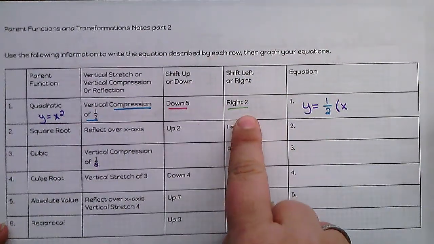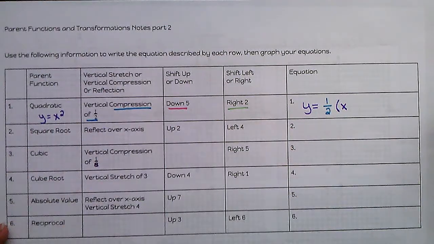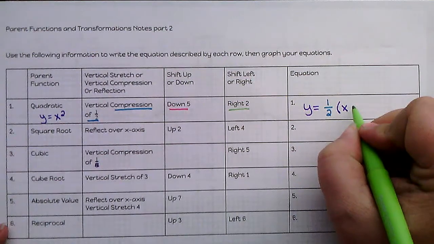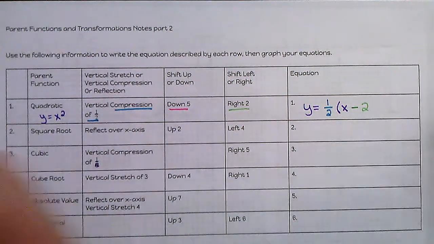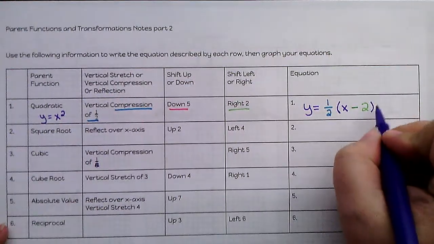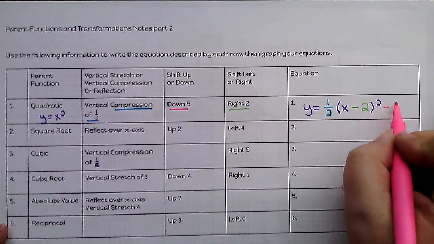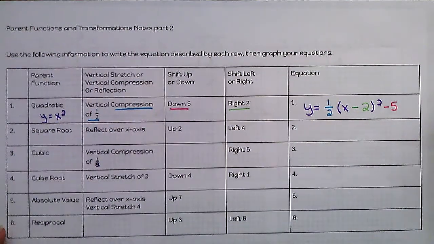So right and left actually go inside the parentheses. So this right 2 is going to go in there. And remember, when you go right and left, you do the opposite of what it says. So I'm going to have a -2, and then I'm going to square that. And down 5 goes after the parentheses, and it does what it says. So -5. So that's my equation for that one.